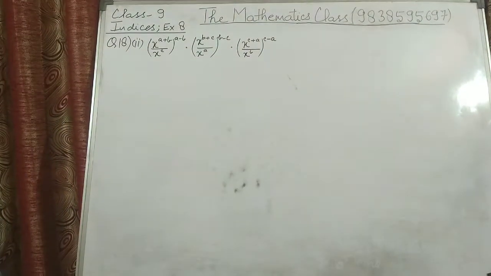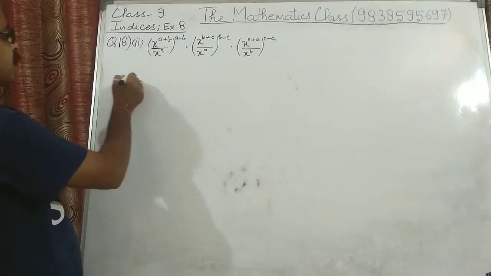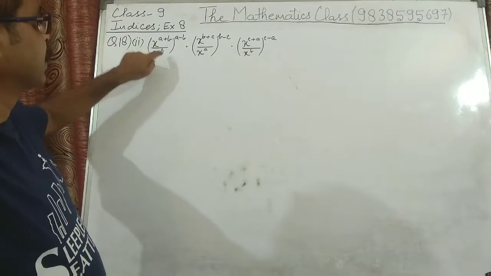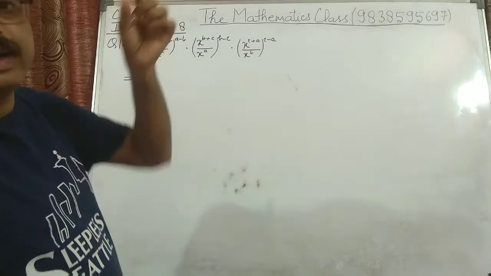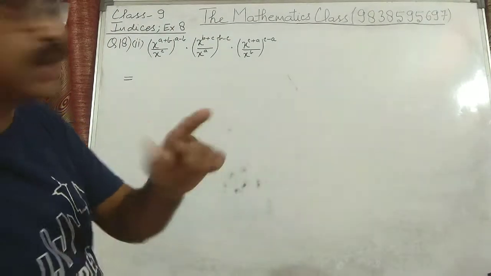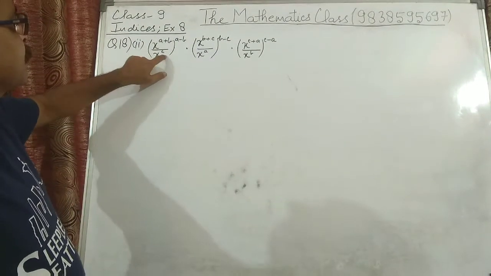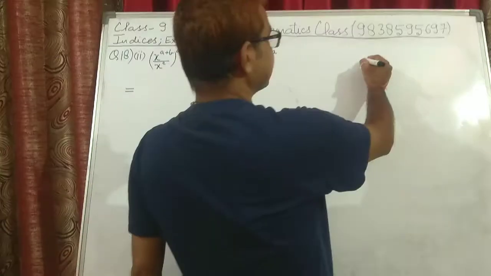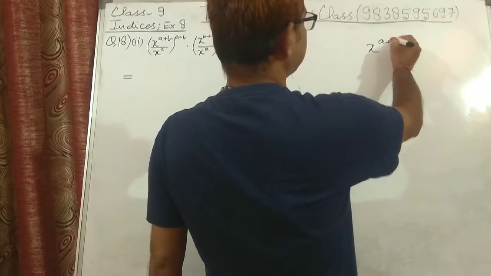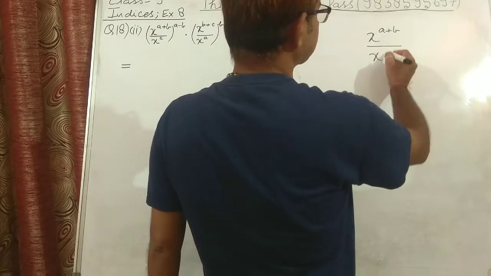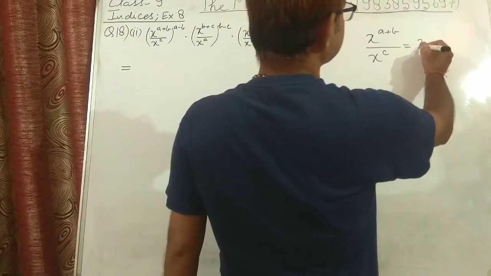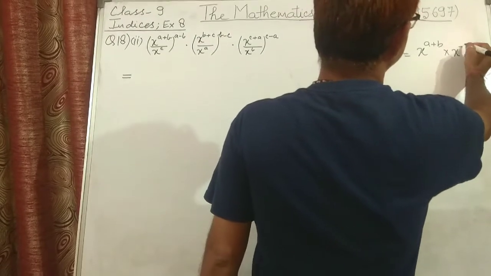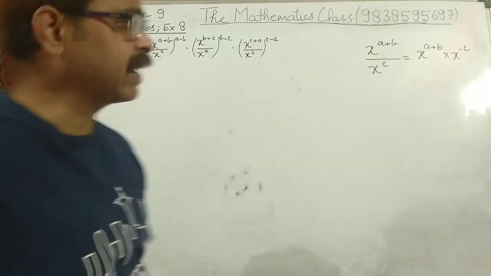Now what you can do in this? First of all, we know that when the power is in the denominator, if we bring it to the numerator, its sign gets changed. So it is x to the power c. If I bring it to the top, it will be x to the power minus c. I am writing it here. x to the power a plus b upon x to the power c can be written as x to the power a plus b into x to the power minus c. We can write like this.